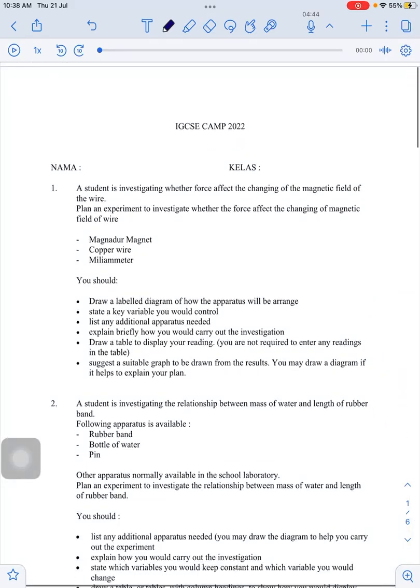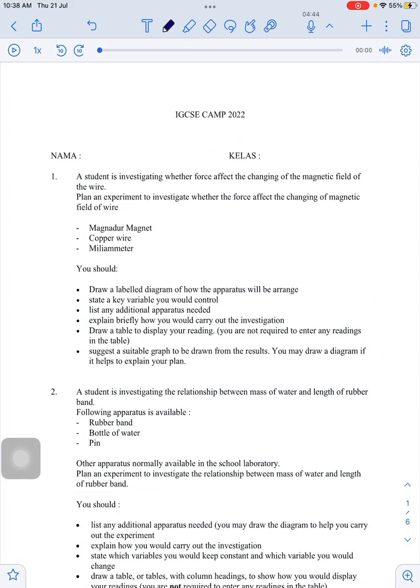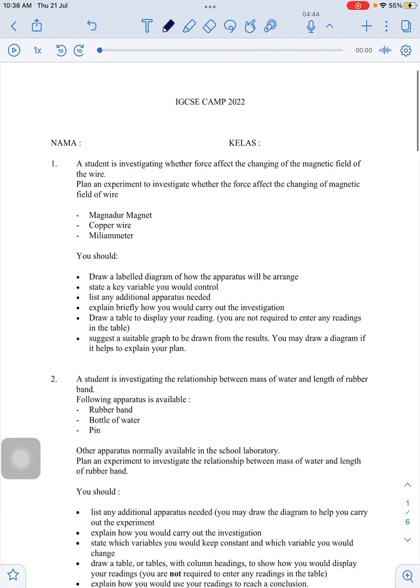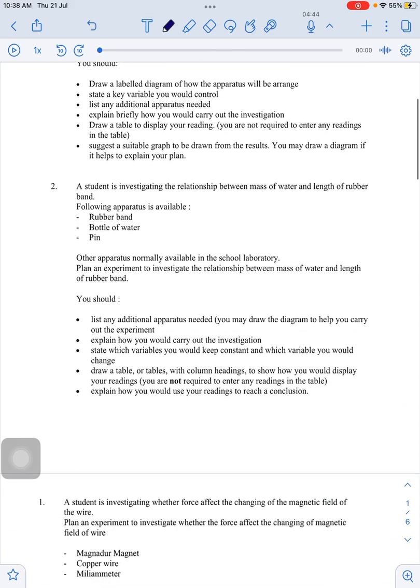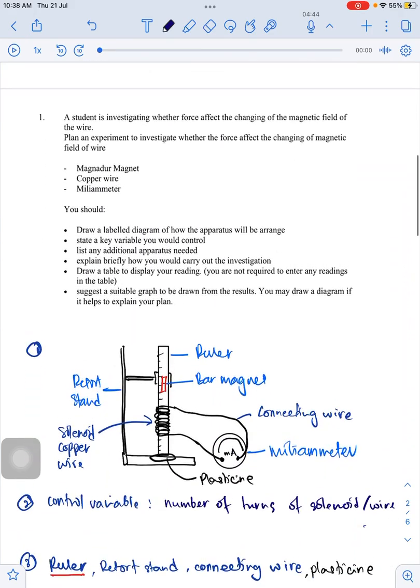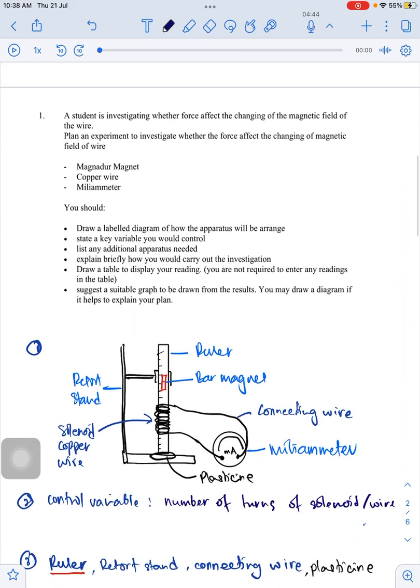Okay, inshallah, today we are going to discuss the mark scheme of the IGCSE paper for question 1 and question 2. So we go first to question 1. The student is investigating whether the force affects the changing of the magnetic field of the wire. Plan an experiment to investigate whether the force affects the changing of the magnetic field of the wire.